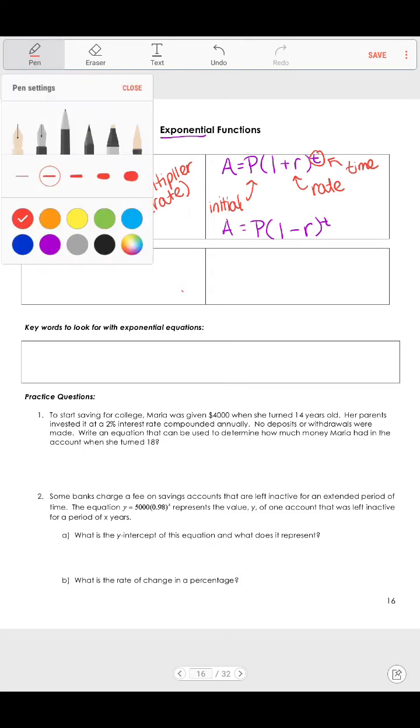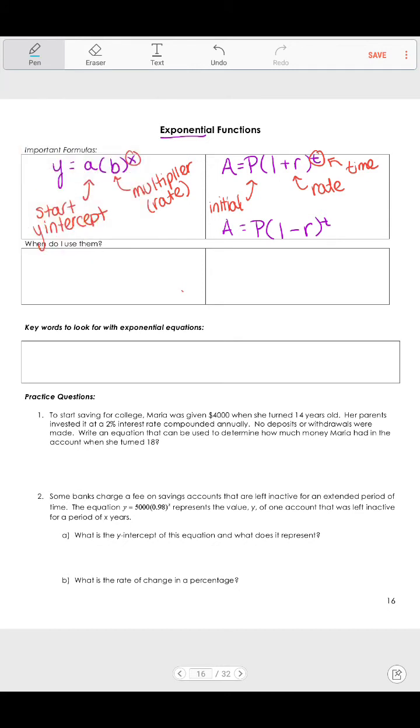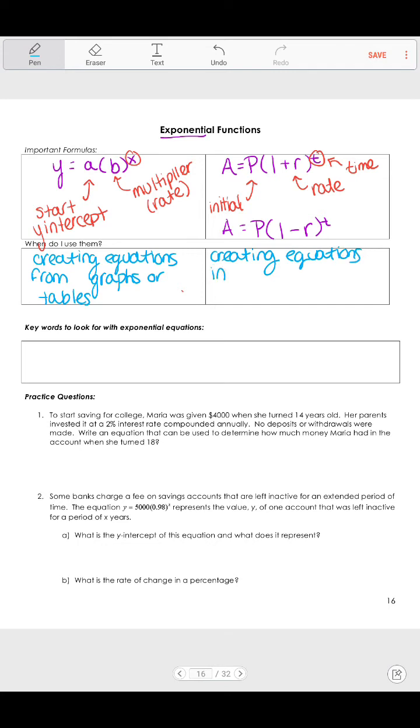When do I use them? So I use the one on the left when I am talking about or creating equations from a graph or a table. Okay, this is when I'm creating equations involving interest or percentages. And we'll see examples of those.